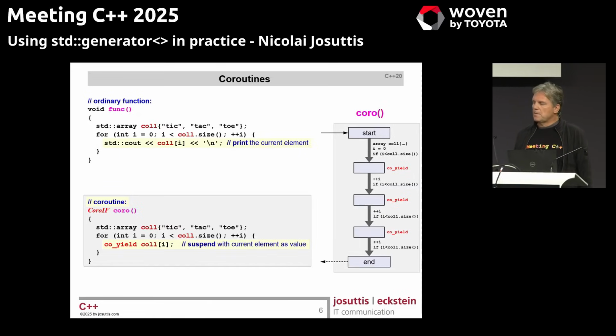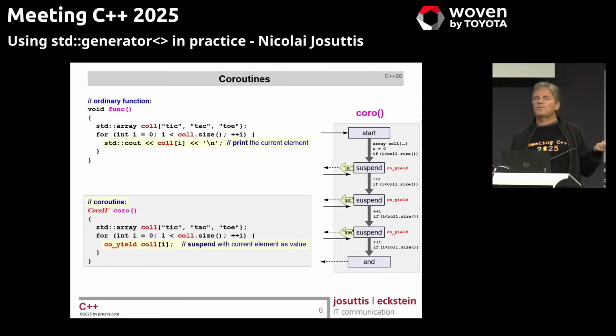And so the data flow you see on the right is slightly changed. Instead of printing the next element in the array, we suspend the coroutine and yield this value to the caller of the coroutine.